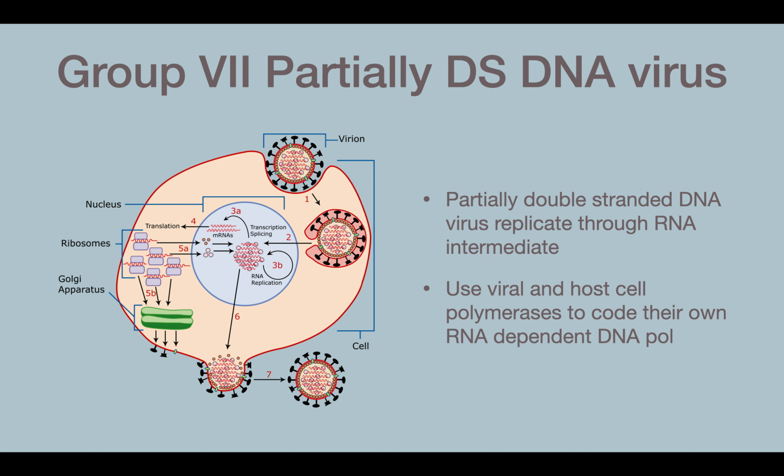Okay, so group 7 is going to be a partially double-stranded DNA virus, and it's going to replicate using the RNA intermediate. So it's going to use both viral and host cell polymerases to code for their own RNA-dependent DNA polymerase, and then from there it's going to actually replicate its own genome.